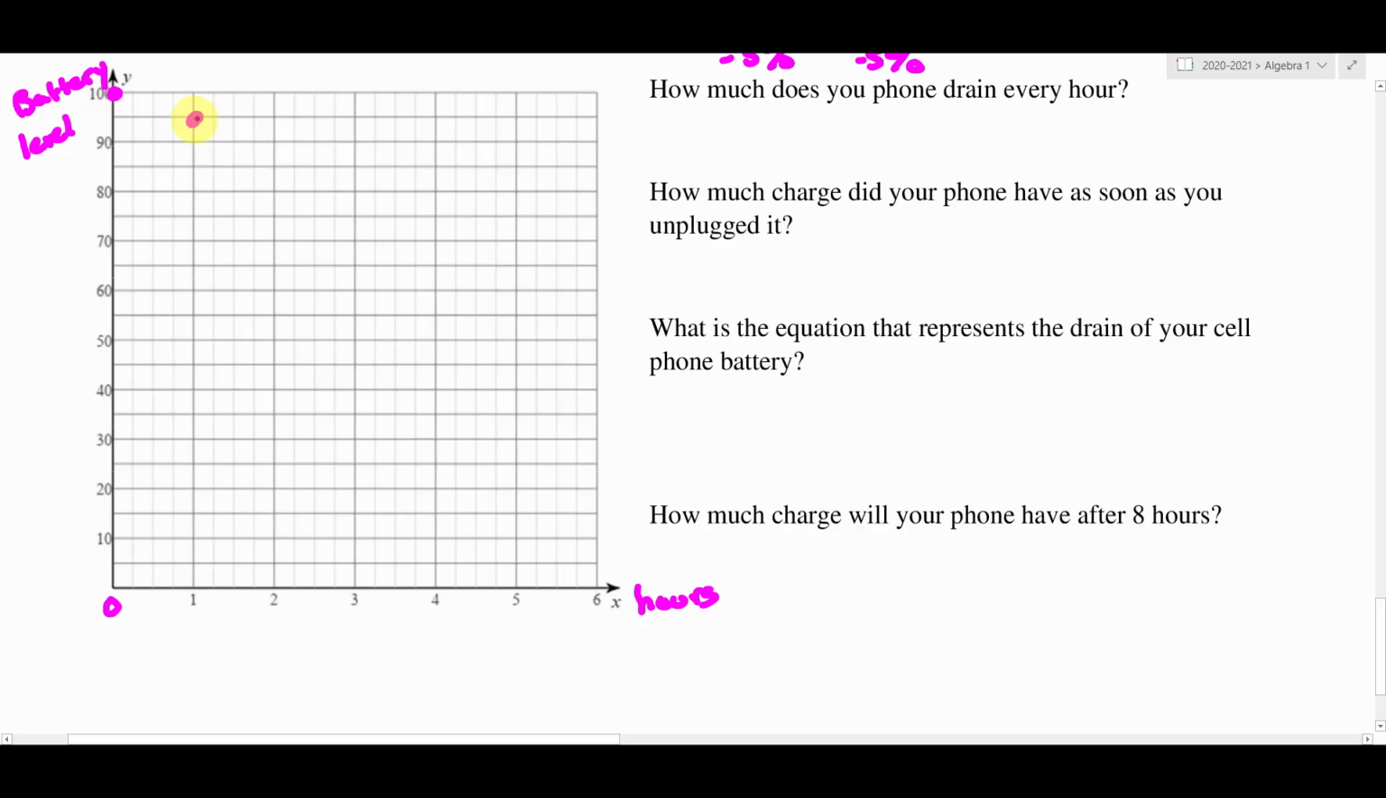After 1 hour, it goes down by 5%, so that would be right here. After 2 hours, it goes down another 5%, so we're at (2, 90). Again, these points are just coming from the table above. After 3 hours, it goes down another 5%, and you start to see your line taking shape in the graph. Then at 4, we're at 80%, at 5, we're at 75%, and at 6, we're at 70%. So we've got all of our data points, and then I would draw my line.